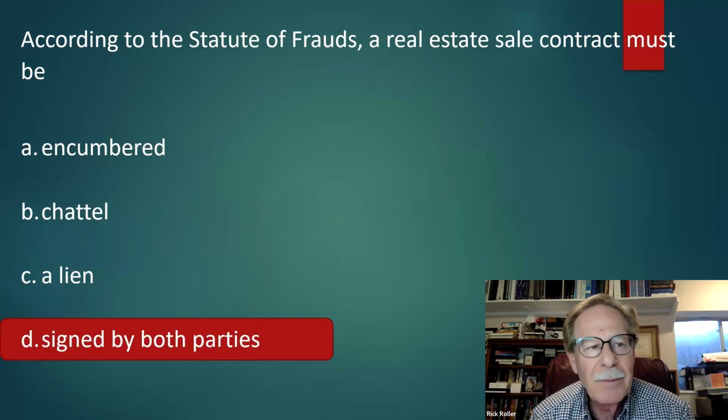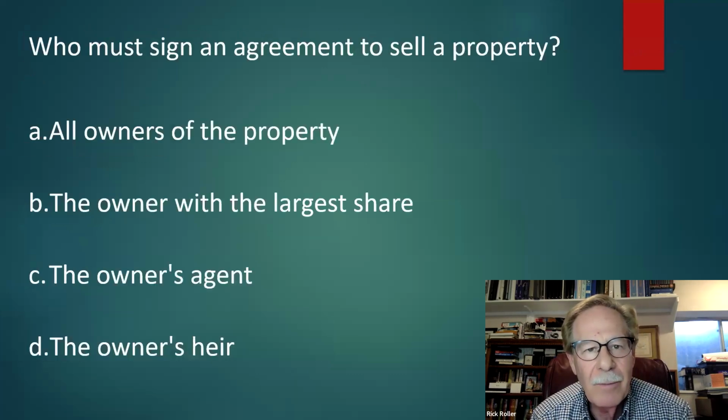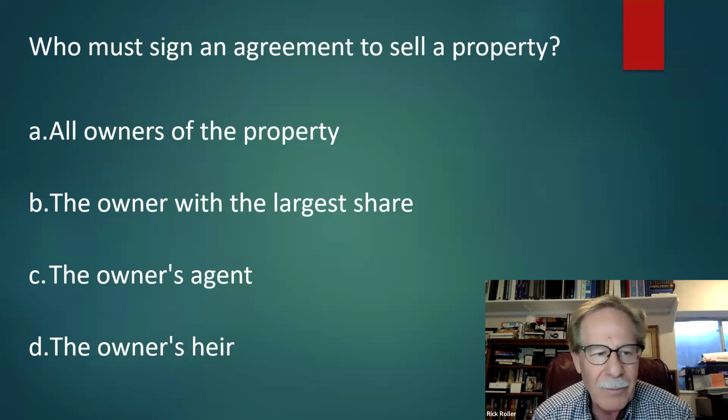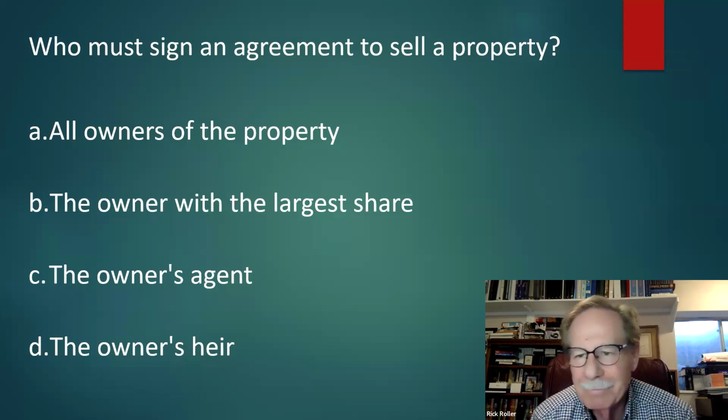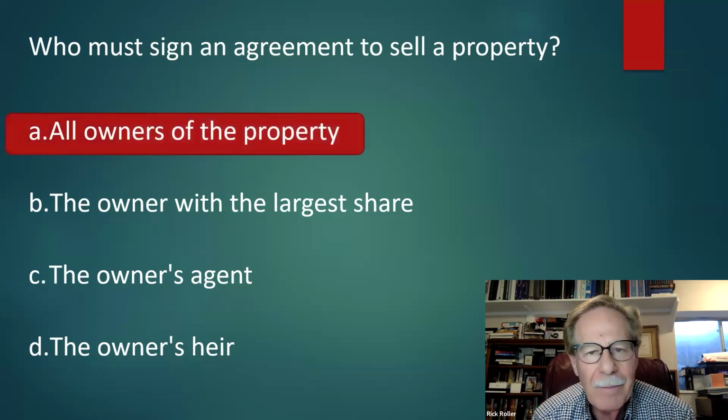All right, let's look at the next one, please. The next question up is who must sign an agreement to sell a property? This sounds like a listing agreement, doesn't it? A: all the owners. B: the owner with the largest share. Well, okay, I like the fact they're going to sign it, but they need really all the owners. C: the owner's agent. What are you talking about? The real estate agent? I don't know. D: the owner's heir. Yeah. Well, they don't have it yet, unless the owner's dead. But out of all these, it's got to be A. All the owners of the property have to sign it.